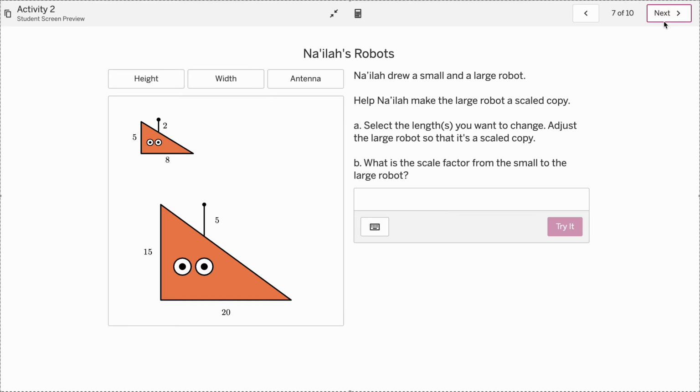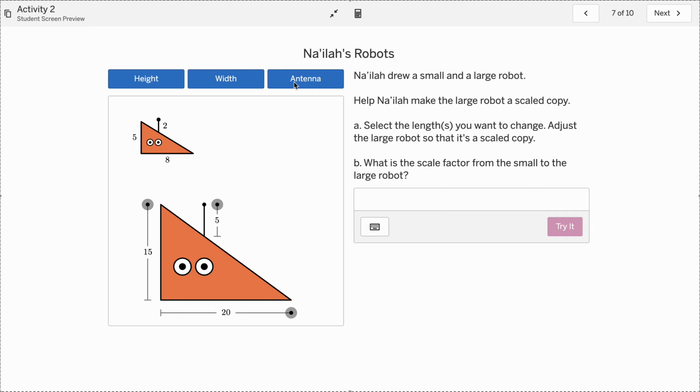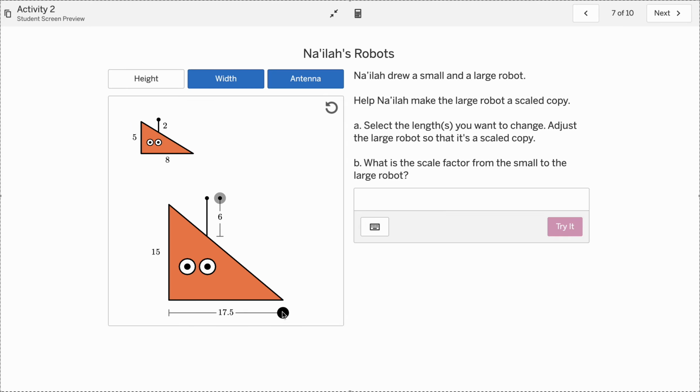Naila's robots, I don't know if I'm saying that quite correctly, but I hope I am. So she drew a small and a large robot. We have to help her make the large robot a scaled copy. So we can select the lengths up here and change them as we need to. I'm actually just going to change the width and the antenna. So I see that if we're starting here at the small one, the scale factor from 5 to 15 is going to be 3. So I know that I have to change my antenna to be 6. I have to change my width to be 16.